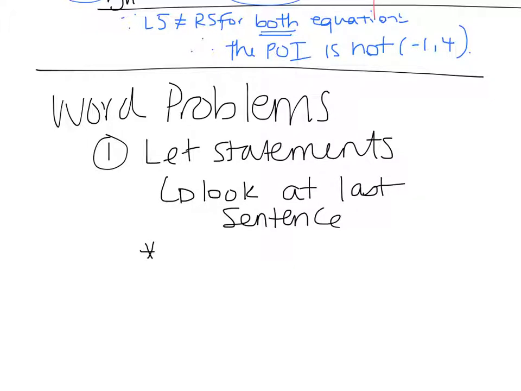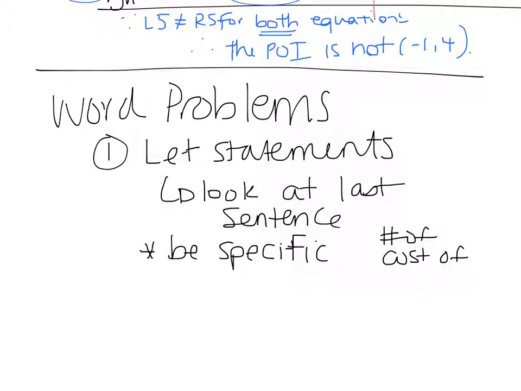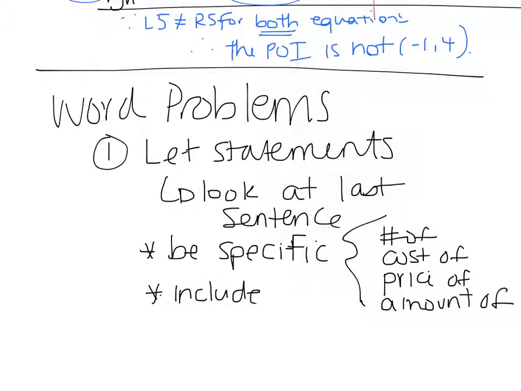With your let statements, you're going to make sure that you are specific. So not let T represent t-shirts. Let T represent the number of t-shirts sold or purchased. Okay, be specific. And when we're talking about being specific, we're going to look at number of, cost of, price of, amount of, words like that. Okay, not just t-shirts or balloons or whatever we're trying to find. Also include units, so in kilometers, in meters, in dollars. That's important for full marks for your let statements as well.